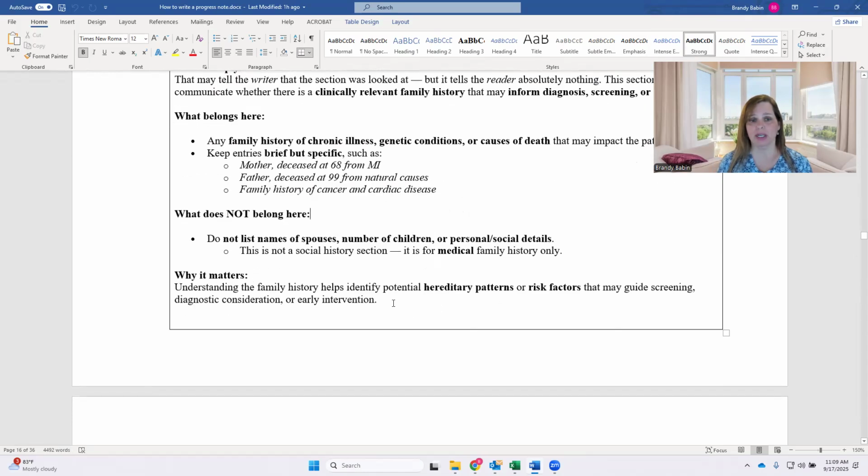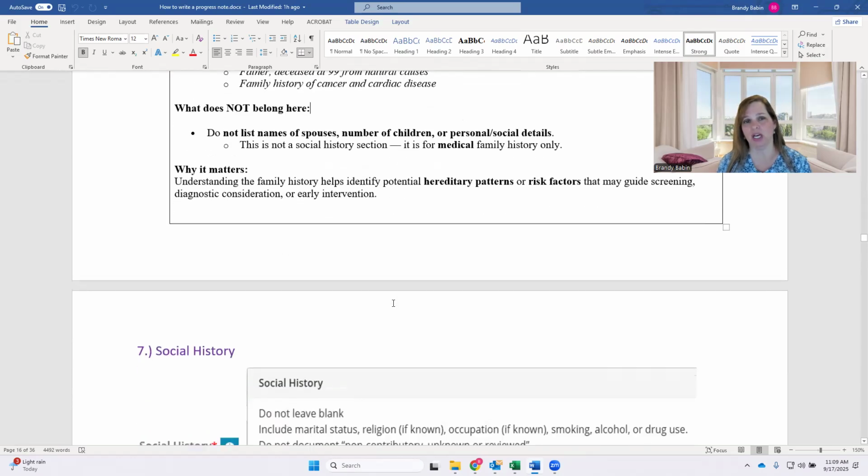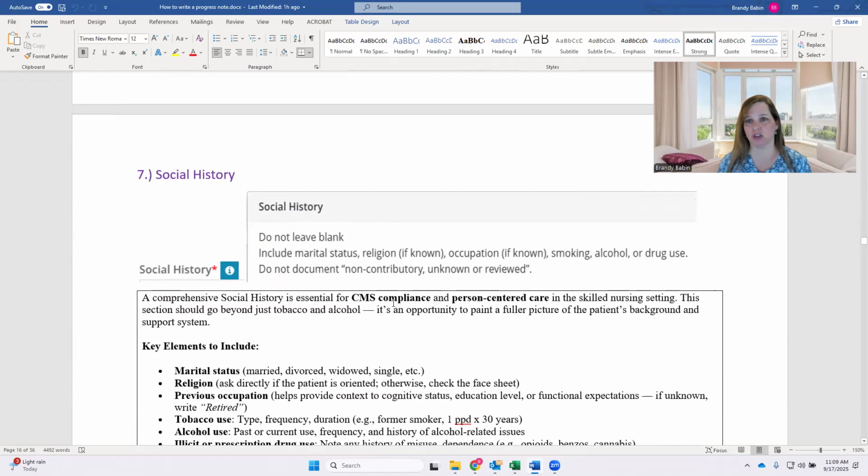Why does it matter? Because if you have a patient that's 300 pounds and they have a significant diabetic history, you may be wanting to draw an A1C on a regular basis. If you have 5 generations of breast cancer, you may want to do a mammogram and screening for this patient. So it shows the pattern, it shows the risk factors of that. So that's a very important section.